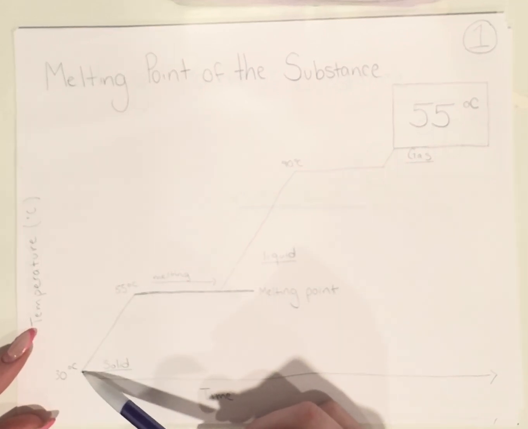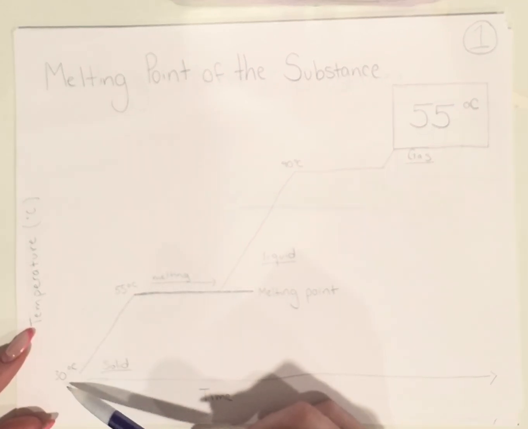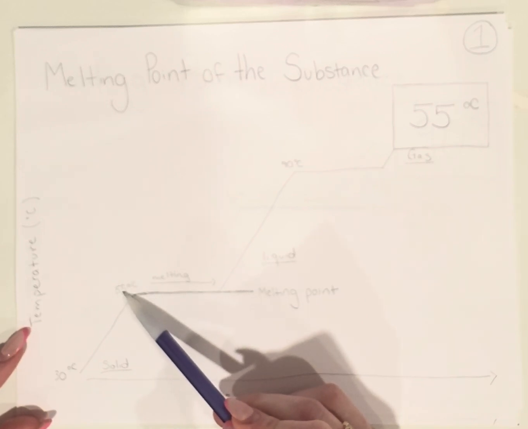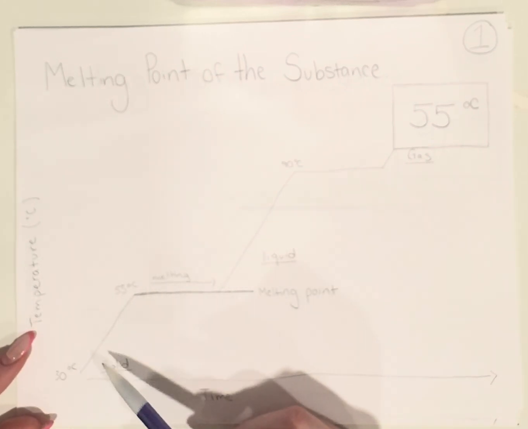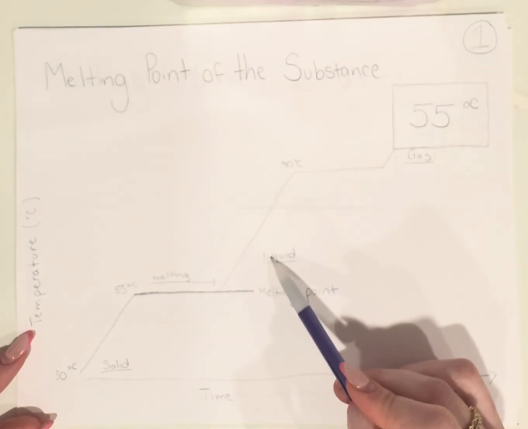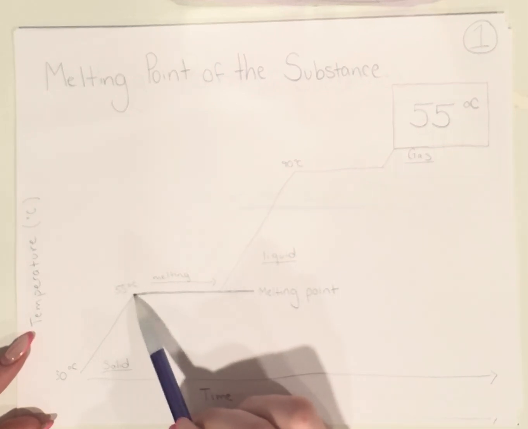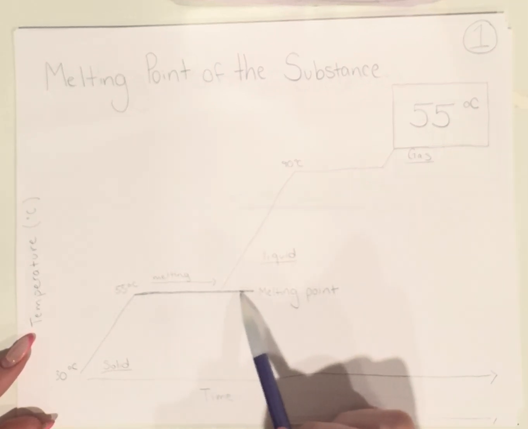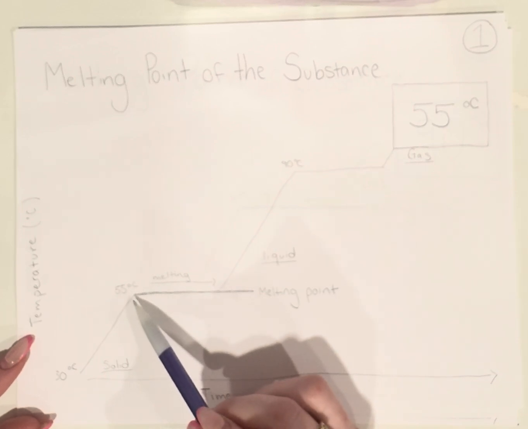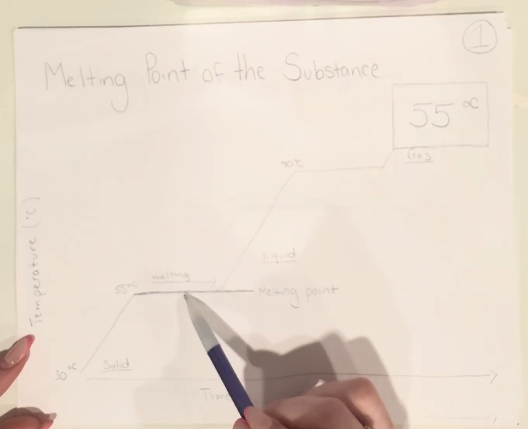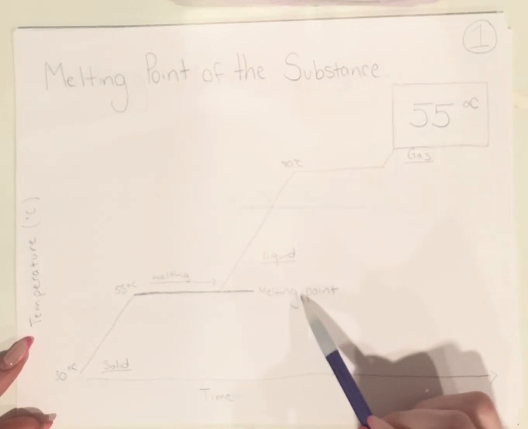So this was a rising line from 30 Celsius to about 55 Celsius. This is going from a solid to a liquid. So when it reaches this point right here, what this melting point means is that it's coming from a solid into a liquid at this point right here.